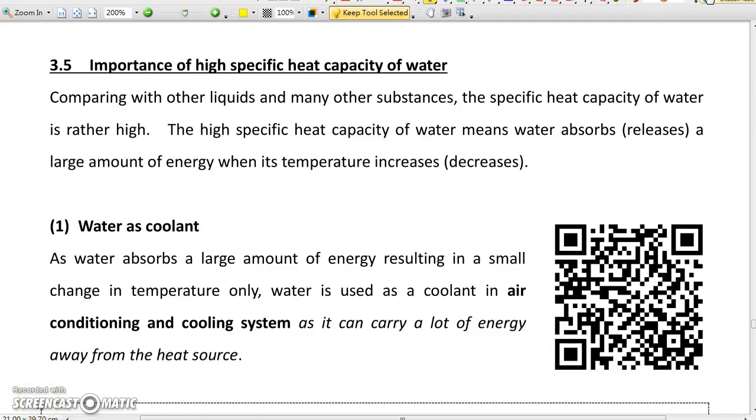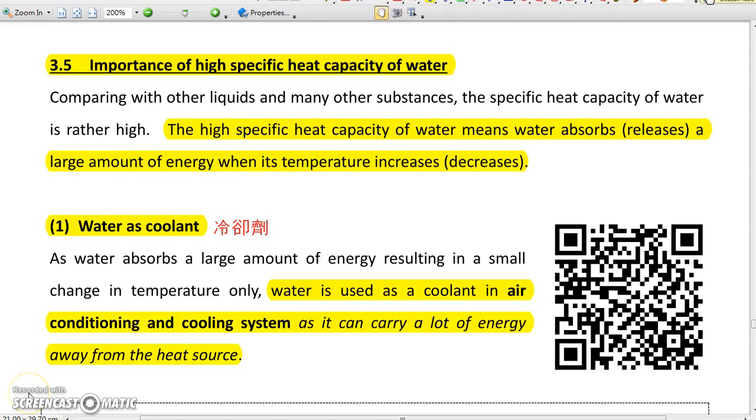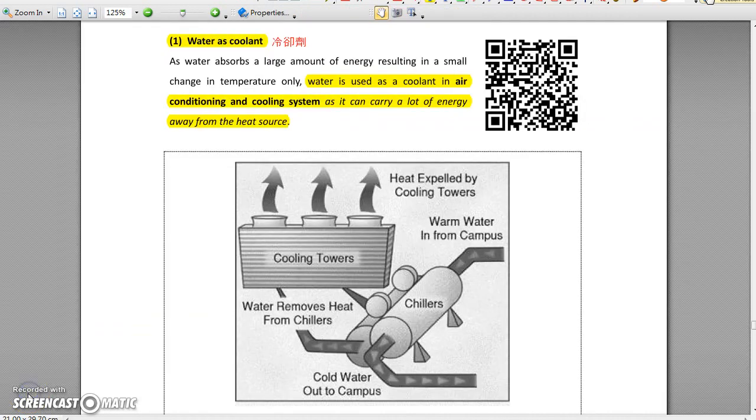Chapter 3.5: Importance of high specific heat capacity of water. Water has a very high specific heat capacity, and that means when water absorbs energy, its temperature does not increase too much. In this way, water can be used as a coolant. It is used in many air conditioning and cooling systems because it can bring the heat away very easily, as it absorbs a lot of energy from the heat source.